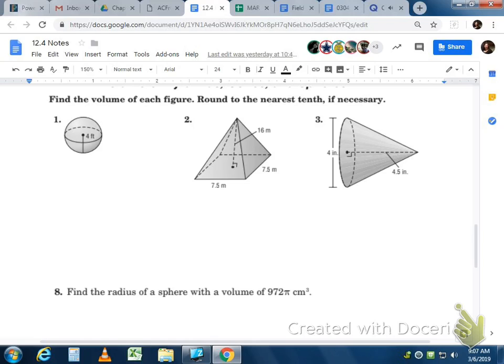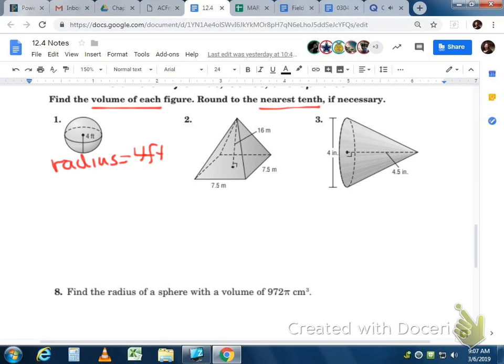And if you want to, you don't really even have to draw the picture. Like on number 1, you could put sphere, because they might give you the problems actually in words too, and it's good to know. So that's sphere, and it would give you the radius equals 4 feet. On all of these it says find the volume and round to the nearest tenth if necessary.